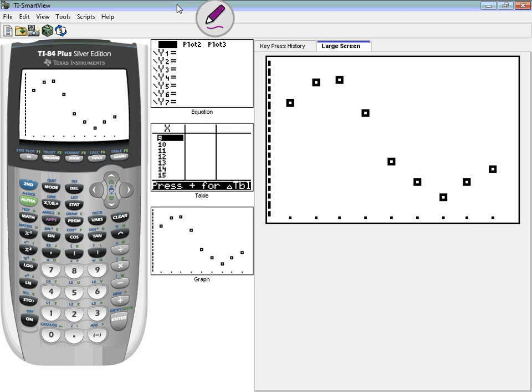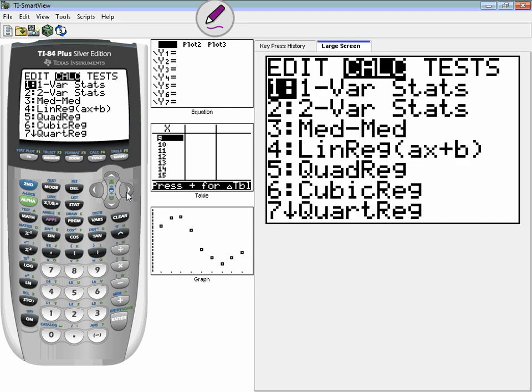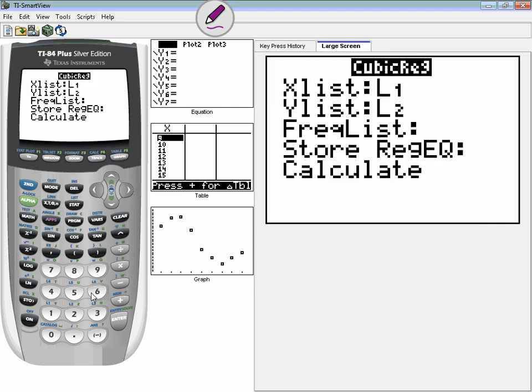What does it look like? Okay, is it linear? Probably not. What about quadratic? No. Cubic? I think it's cubic, yeah. So let's look. So I'm going to go ahead and calculate. Let's check our R² value on our cubic, okay?